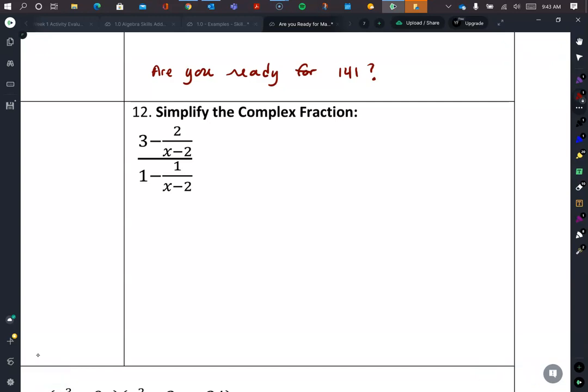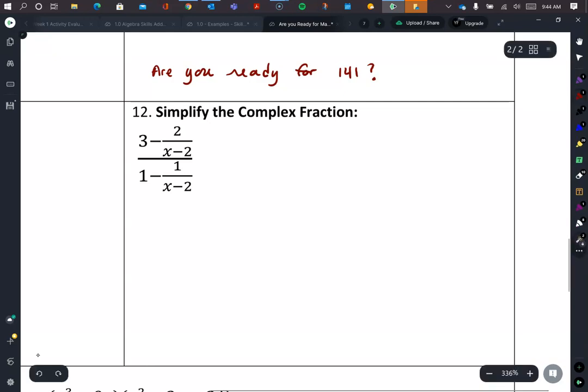So to start this one, I'm going to clear the denominators of these complex fractions. So I have fractions within fractions. It's called a complex rational expression or fraction. And I can do this because I can multiply any fraction by something over itself, because that's equivalent to 1. So I want to look at the denominators here.